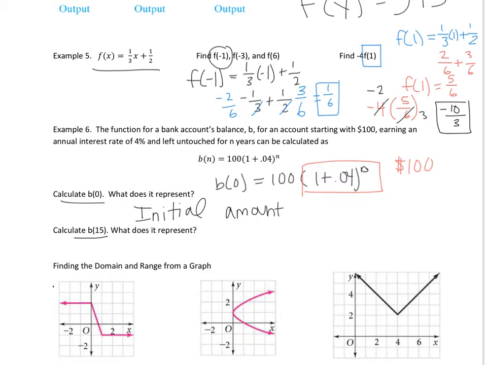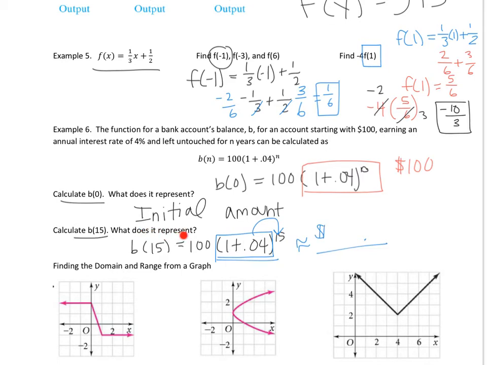Calculate B of 15. What does it represent? So B of 15 equals 100 times (1 plus 0.04) to the 15th. So you do order of operations. Do 1.04 to the 15th. So I do parentheses, exponents, and then multiply it by 100. And whatever you get for your answer, it's money, so you should round to 2 decimal places.